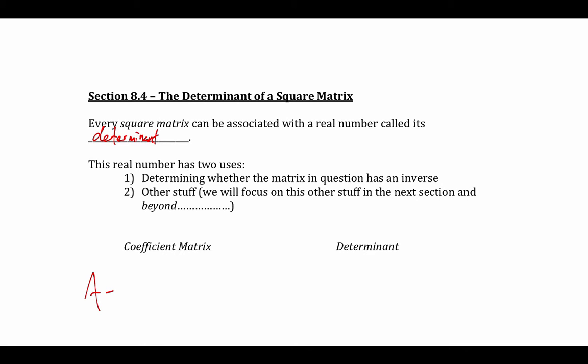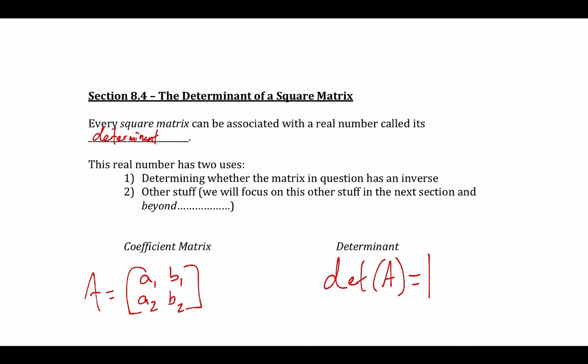So here's matrix A. We got A1, B1, A2, B2. And for the determinant, we're going to use the notation det of A. We're also going to make it look like an absolute value, so the absolute value or determinant of A. We're also going to make essentially the same matrix, but instead of a squared off bracket, we're just going to have those straight lines. So we got A1, B1, A2, B2.